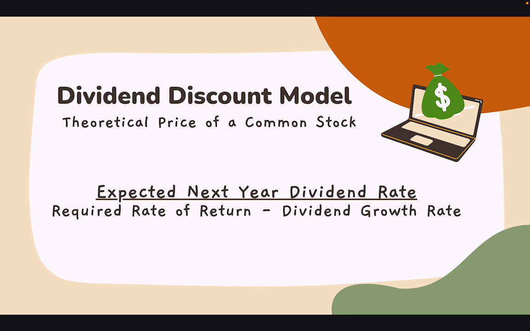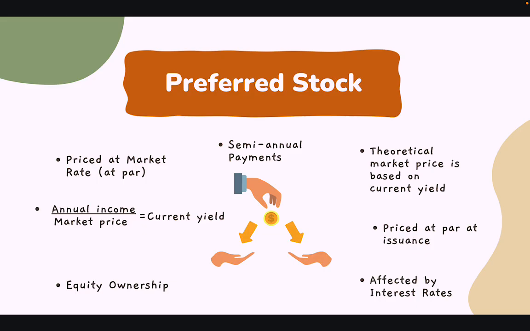And obviously, order of operations, oh my gosh, y'all, this is hard to say. Required rate of return minus dividend growth rate, those two numbers are subtracted before the expected next year dividend rate is divided into them.